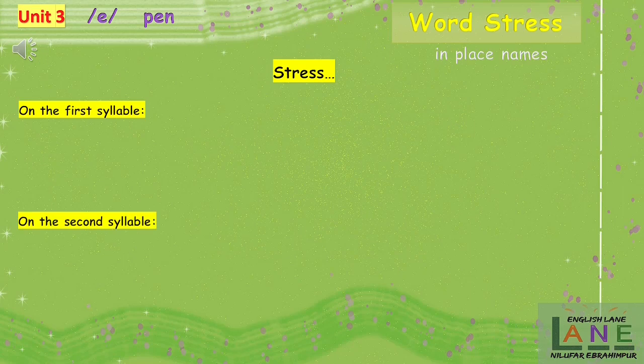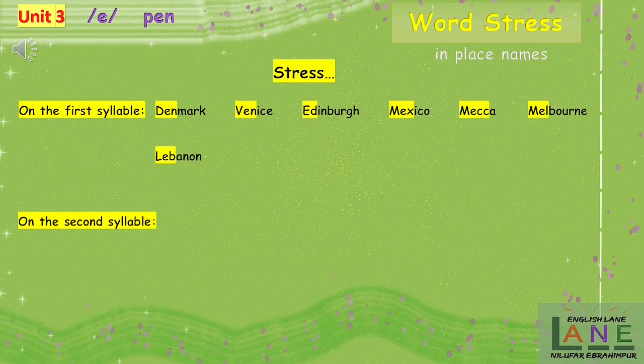Four B. Denmark, Venice, Edinburgh, Mexico, Mecca, Melbourne, Lebanon, Japan, Mumbai, Madrid, Beirut, New York.